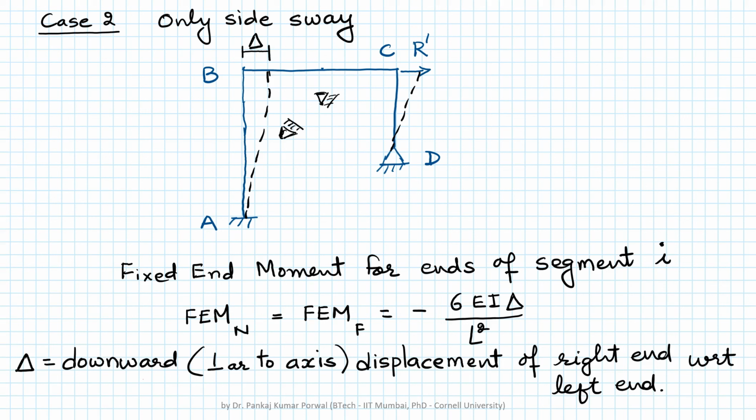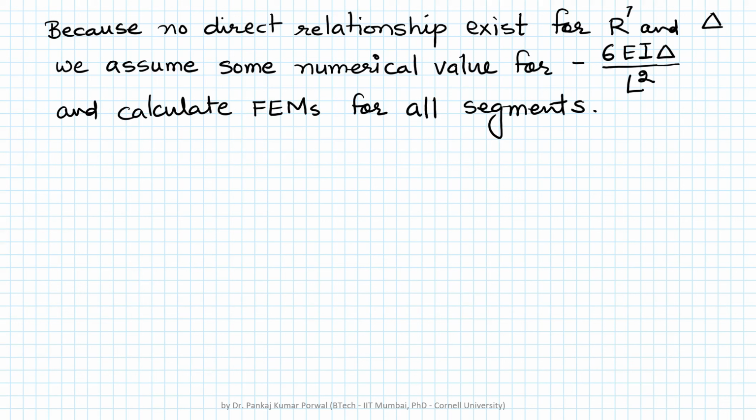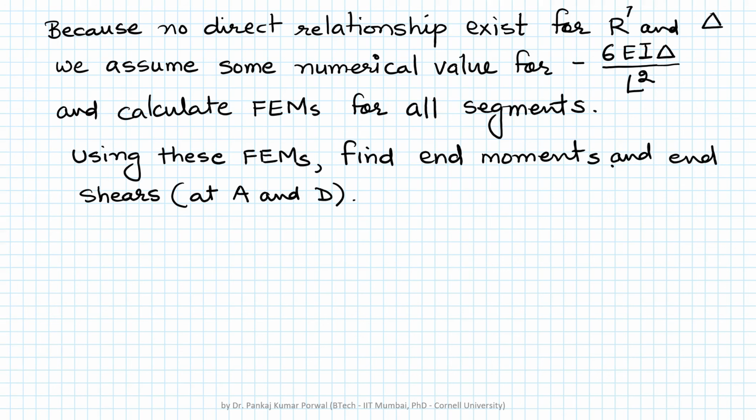Now once we write fixed end moments for all segments in terms of their corresponding E, I, delta and L, we assign numerical value to one of the minus 6 EI delta upon L square, and with that assumed value we can find numerical value for fixed end moments of all the segments. Once we have all the fixed end moments, we can do moment distribution method and find end moments for all the segments, and we also find end shears for segment AB and CD at points or at ends A and D.